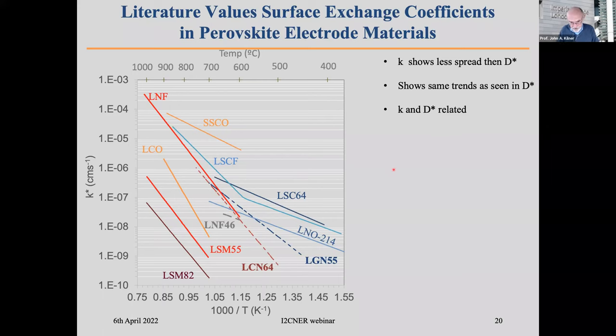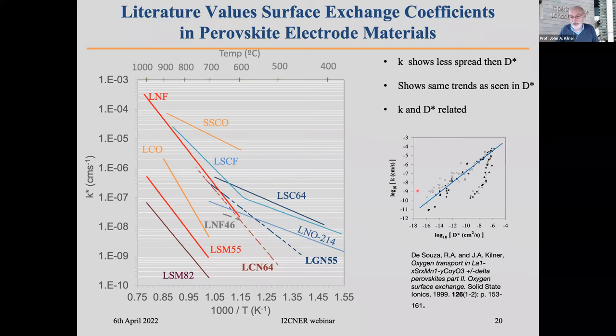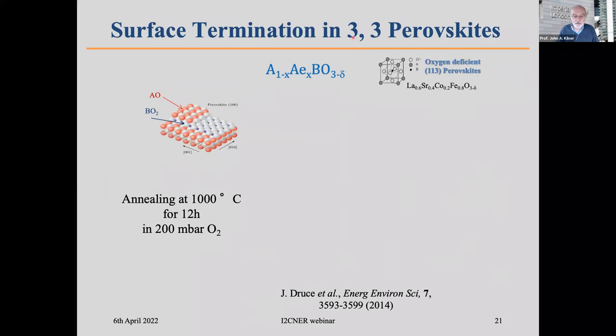And this is something that Roger de Souza and I realized many, many years ago. We plotted log of the surface exchange against log of D, and we got a weak but noticeable trend: the high D materials had high K values, and low D materials tended to have low K values. And really, this is saying, because we've already said that this is dominated by the oxygen vacancy concentration, that the oxygen vacancy concentration is obviously important in determining the value of K. But what about the surface chemistry?